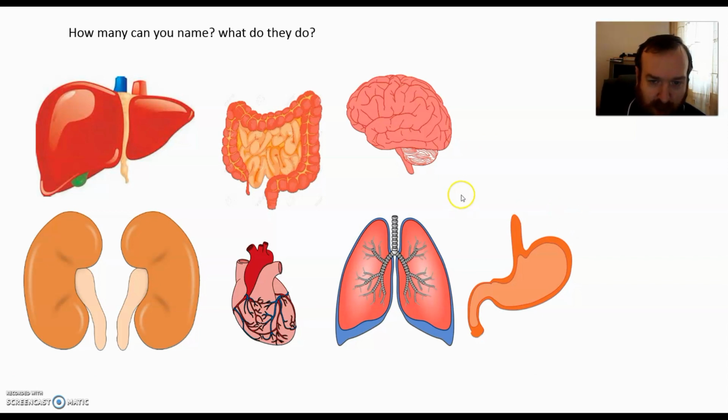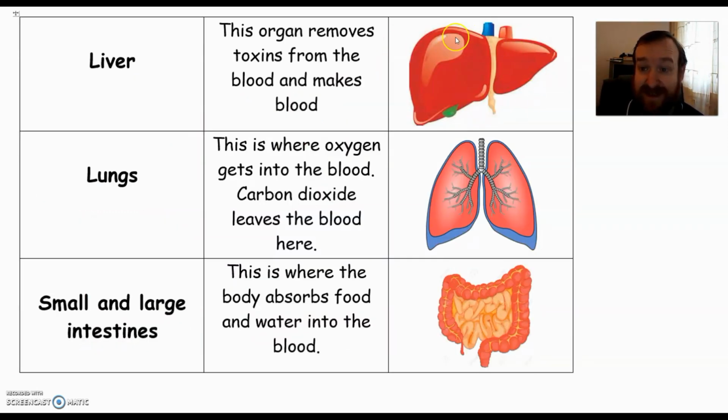Okay, so here's some information about these organs. This first one is the liver. It removes toxins from the blood and it makes some of the different components of blood. The lungs is the next one. It's where oxygen gets carried into the blood. So we transfer oxygen into the blood and carbon dioxide out of the blood.